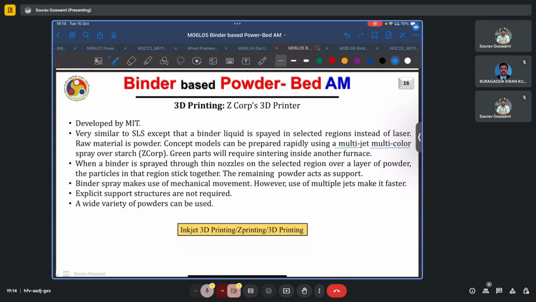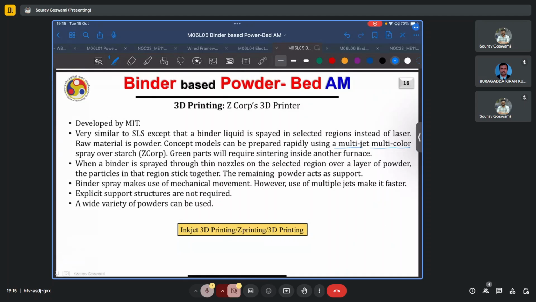When a binder is sprayed through thin nozzles on the selected region over a layer of powder, the particles in that region stick together. The remaining powder then acts as the support. Binder sprays make use of the mechanical movement. However, use of multiple jets makes it faster. Explicit support structures are not required. And also in this case, since we're not really exposing the powders to high temperatures, the chances of warpage are also very low. So we do not even require explicit supports to prevent warpage. Thus, supports are totally eliminated in this case. Of course, the overhanging features can be prevented from drooping under the effect of gravity by the surrounding loose powder.